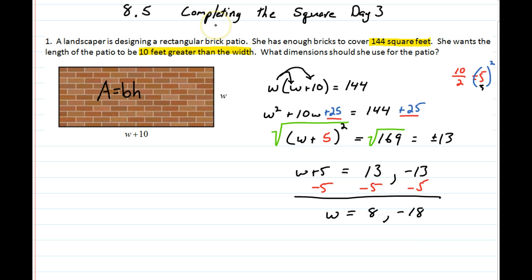So here, it asks for the dimensions. What dimensions should she use for the patio? If we say the width is 8, then the length would be 8 plus 10, which is 18. So one possible dimension could be 8 by 18.